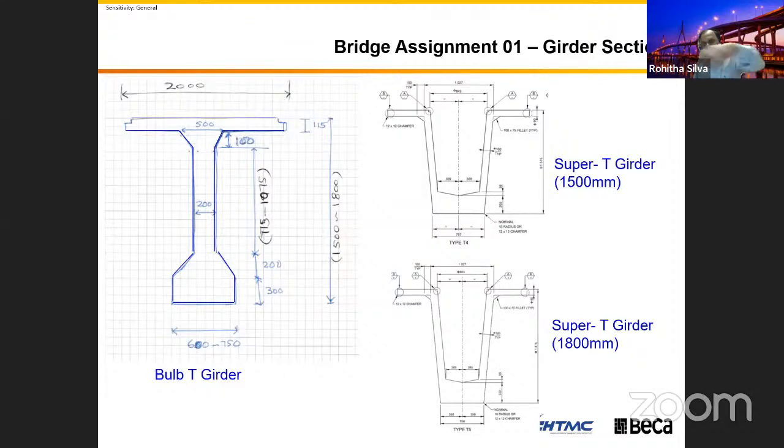In other words, if you have a curved girder, with a sharp horizontal curve, then sometimes you have to design with a box girder to accommodate that torsional effect.